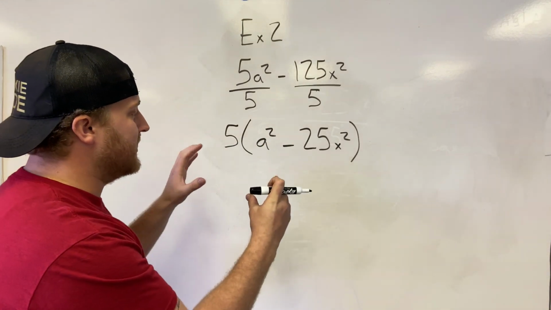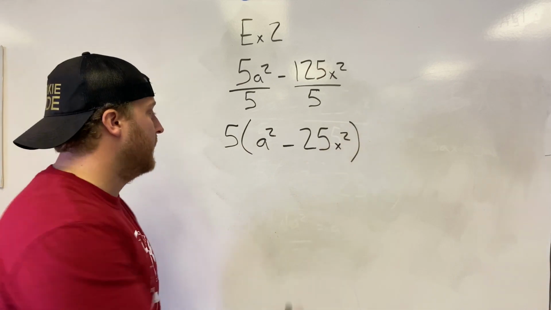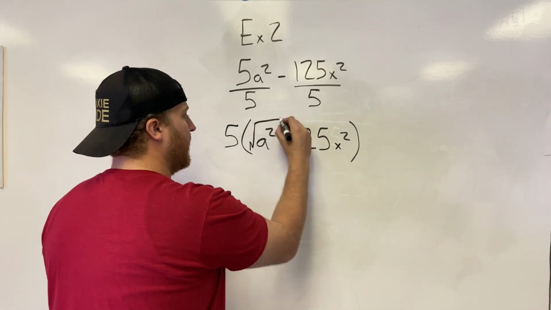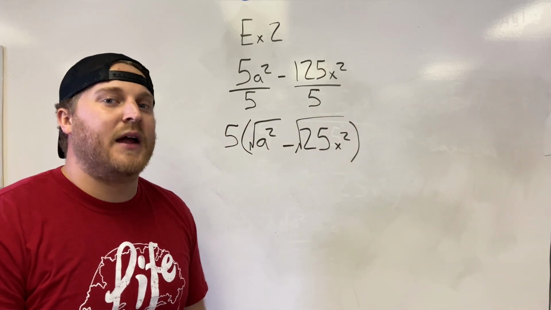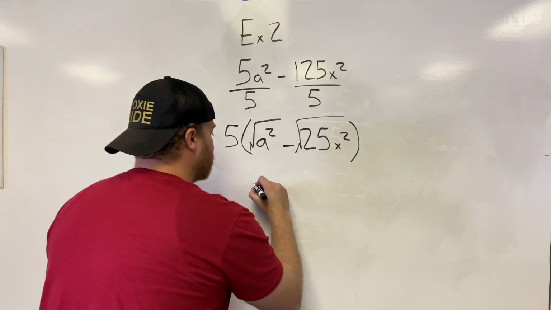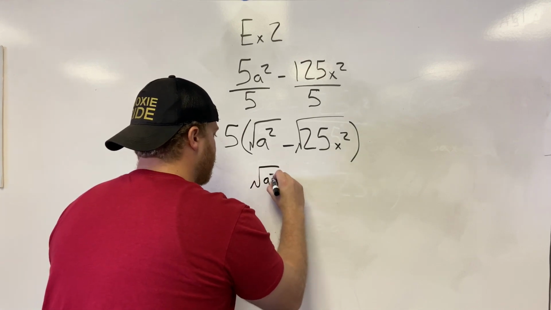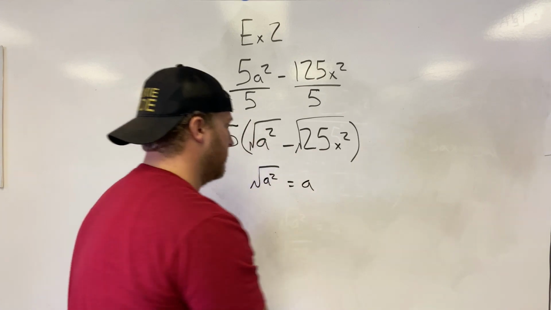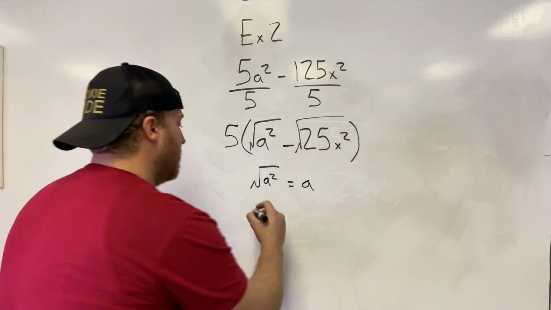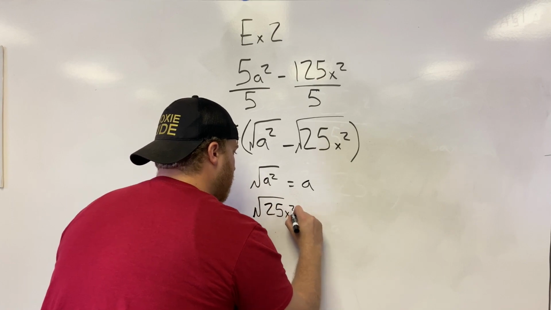So now I have to look inside of the parentheses because that still has not been factored. I have to find the square root of both of these numbers. So I'm going to find the square root of a squared and the square root of 25x squared. Now the square root of a squared is going to be a times a. So the square root is a.